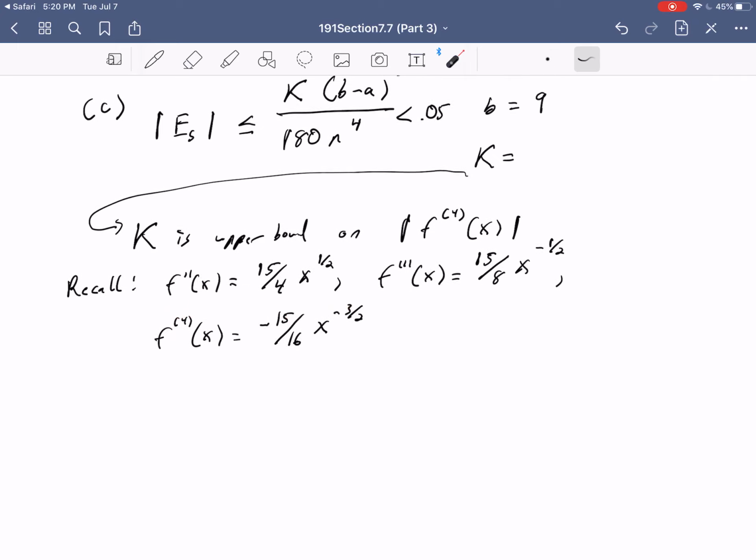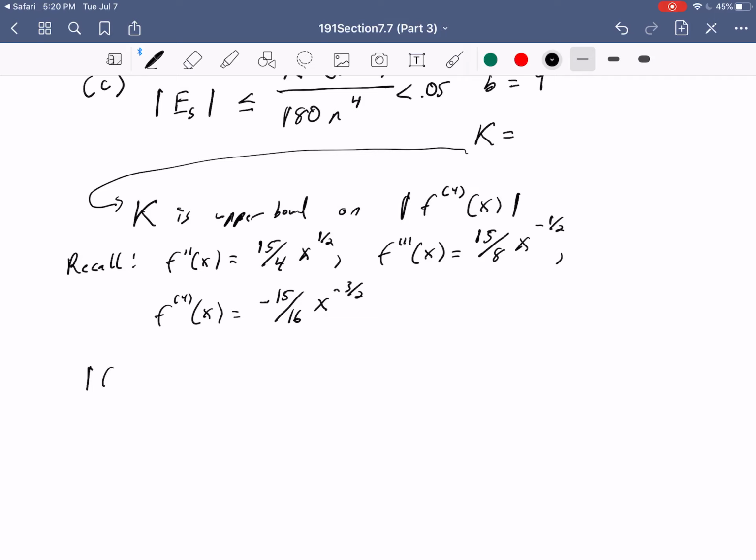This time it's actually negative, so applying the absolute value is going to matter. So the absolute value of the fourth derivative is actually equal to 15 over 16 x to the negative 3/2. And if you're a little hesitant about that negative 3/2, remember we can just think about that as 15 over 16 x to the 3/2.